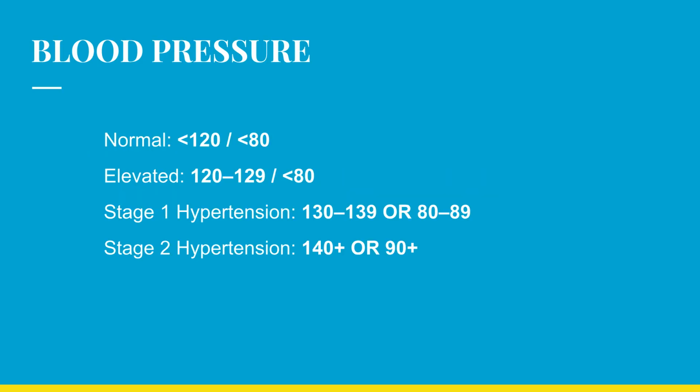Normal blood pressure is less than 120 over less than 80. Elevated blood pressure is 120 to 129 over less than 80. Stage 1 hypertension is 130 to 139 or 80 to 89. Stage 2 hypertension is 140 plus or 90 plus.